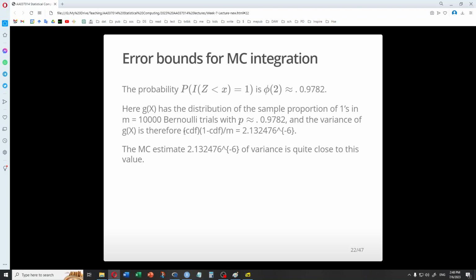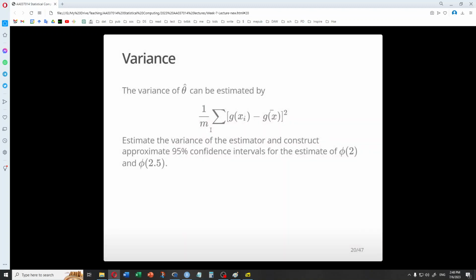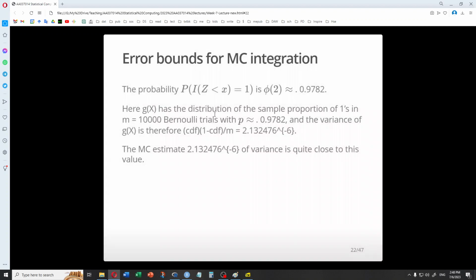So how to compute the variance? It is the CDF times 1 minus CDF divided by m. Or you can just look at this formula, and then divide by 10,000, and then you have 0.00. You have to move this like 6 times, so it's 0.00000213.